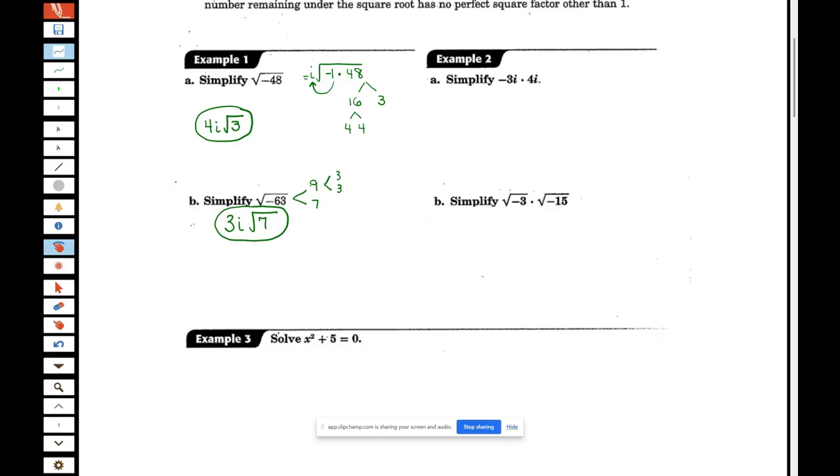Under example 2, we're doing some more simplifying, but here we don't have a square root of a negative. We have a -3i and a 4i. We can multiply those together just like regular variables. -12i squared. But you have to remember that i squared is -1. So your final answer would be 12.